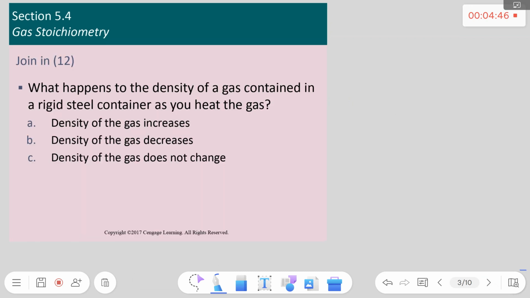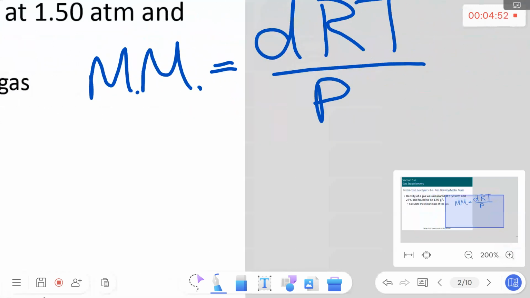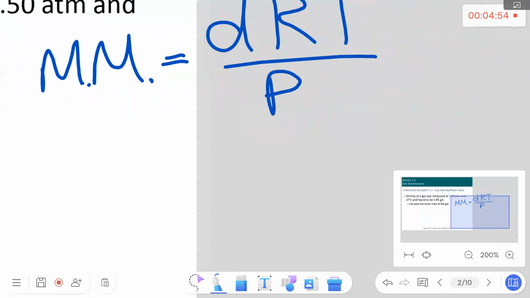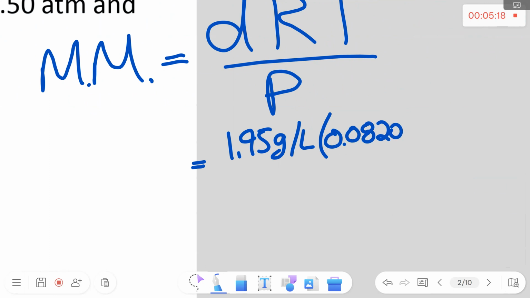What do we got here? I gotta zoom out a little bit. Actually, let's zoom in. Density was told to be 1.95 grams per liter. R constant, still the same number, 0.08206 liters times atmospheres per mole Kelvin.